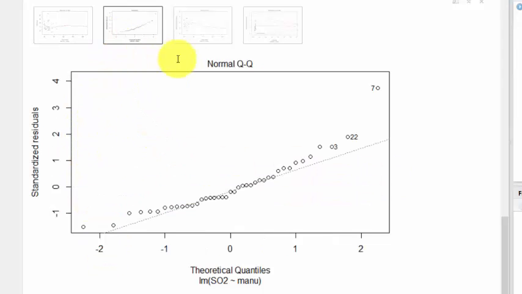And then we can look at the normal QQ plot. I actually think this one is about the most useful. So what you want is for all of the data points to be on this line. And data points that are far away from the line are outliers. So this looks like an outlier right up here.